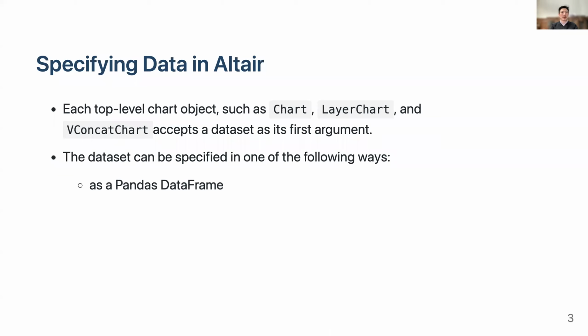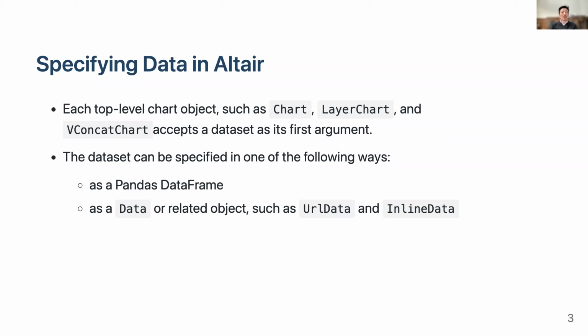First as a pandas data frame, and this is what we did last week. And again, we'll see some examples later on. And also, we can use an object such as URL data, in the sense you don't specify the actual data itself, you give it a path. This can be either a URL on a different website or a local file path, or inline data, where inline data will be actually providing all the details, kind of similar to the data frame.